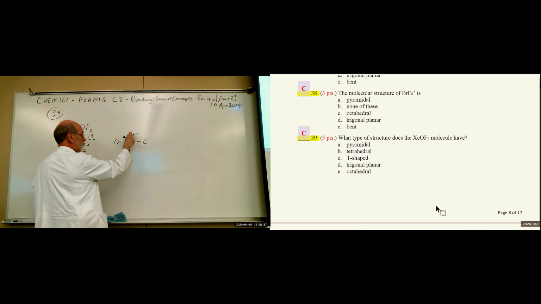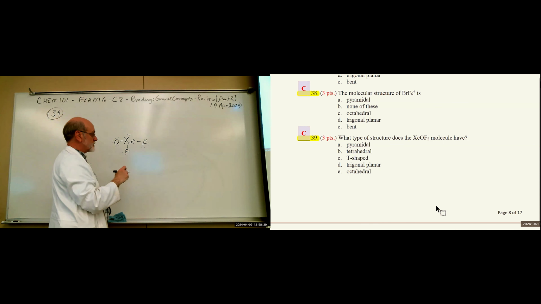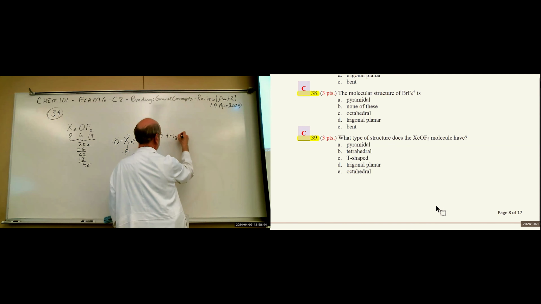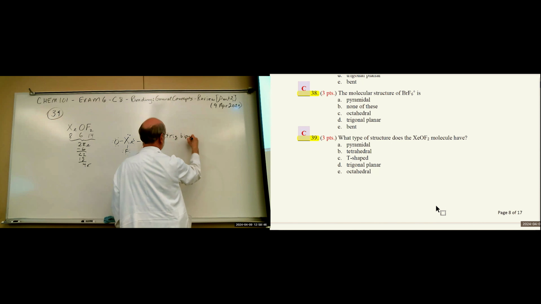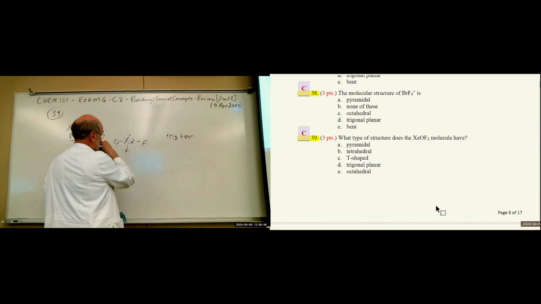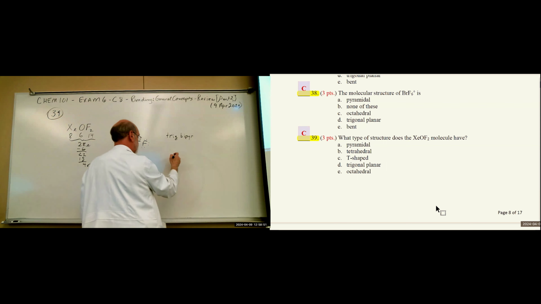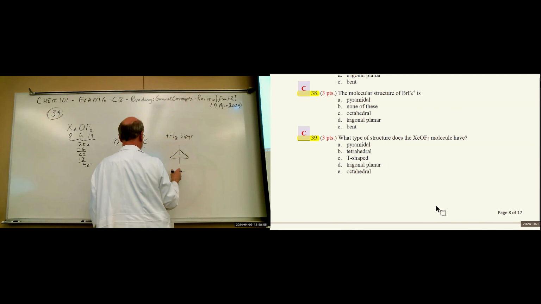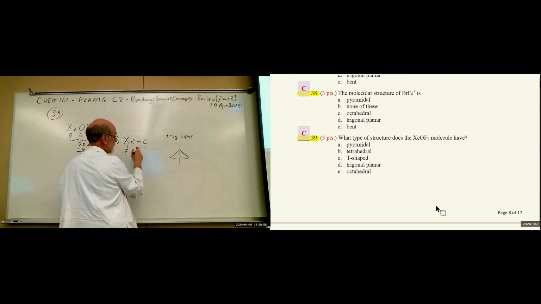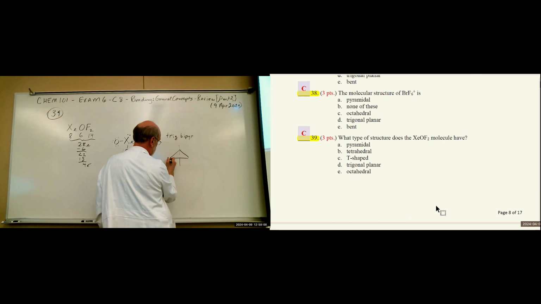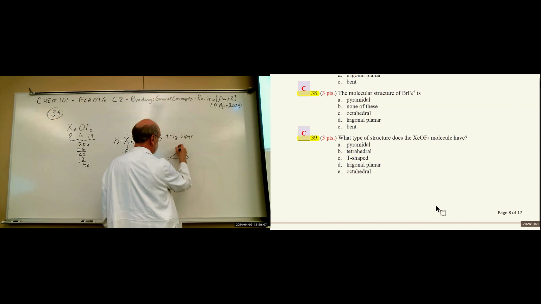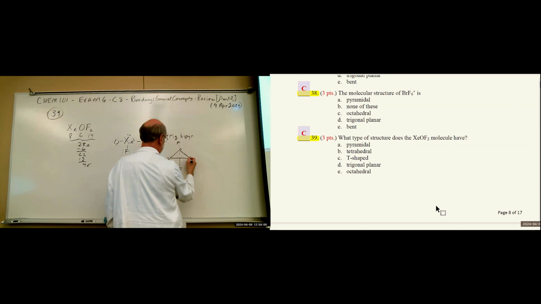So how many groups do we have? 1, 2, 3, 4, 5 around the center, which is trigonal bipyramid, right? Which means we've got a triangle in the center. We've got something up here and something down there. And these lone pairs are going to go here. Let's put this pair in the back. And then the fluorines are probably opposite one another. And oxygen is out here.